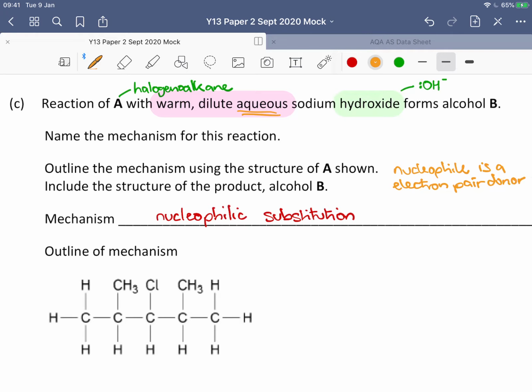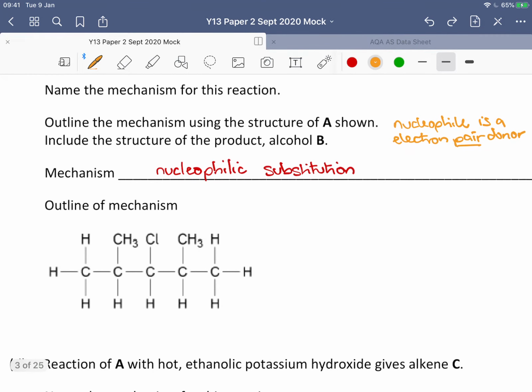This is going to come up in a later question that we go through, but that pair is important. It's not enough to say electron donor, it's an electron pair donor. And we can see on our hydroxide ion, there's our electron pair. Okay. So we've named the mechanism.